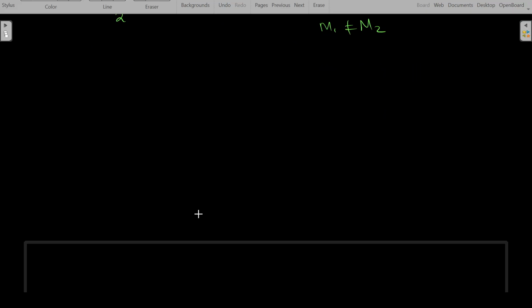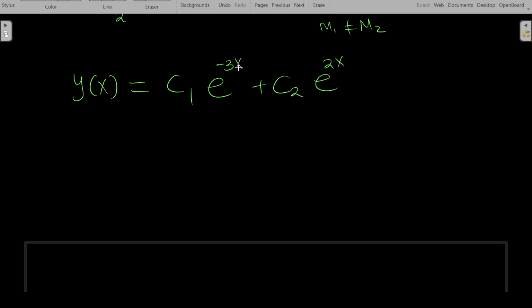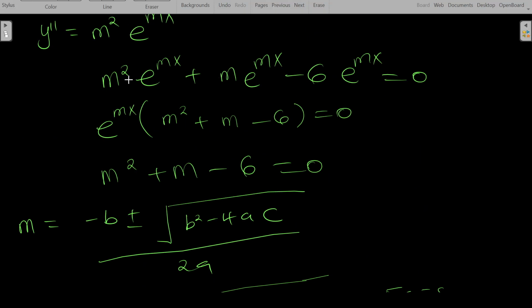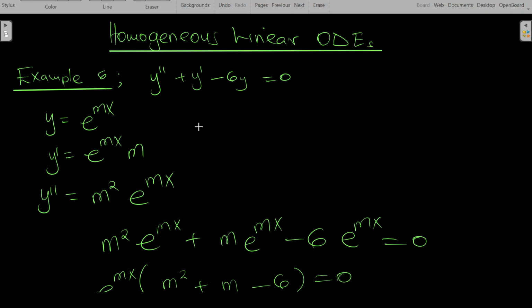Okay, so if we are applying case 1, we'll get our final answer as y of x, my general solution, equal c1, okay, e raised to the value which is m1. I can just start with either negative 3 or 2. Okay, so I'll start with negative 3x. I'll add that to c2 e raised to 2x. So that's my general solution. Keep in mind, you could have been given either a boundary value problem or an initial value problem, which you could have added to this differential equation.